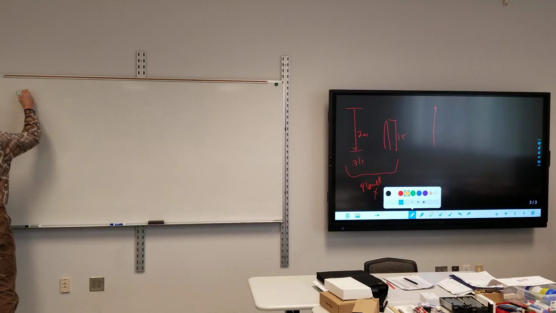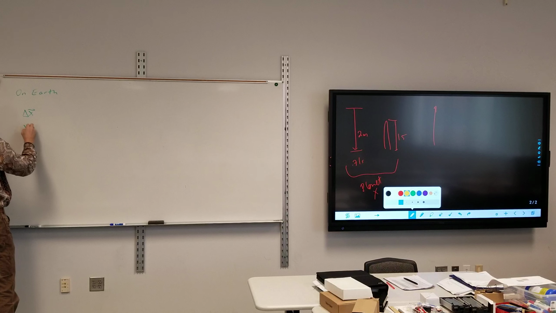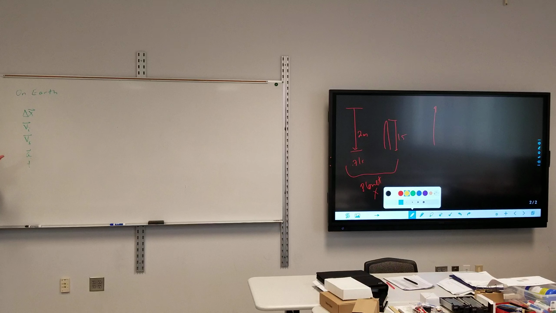So we have on Earth: delta X, VI, VF, A, and T. When he's jumping up on Earth to see how high he goes, what do we know about this problem? Final velocity will be 0. Acceleration is negative 9.8 meters per second squared. So what did you just establish? The direction for positive is up. Okay. All right, I know 2 pieces of information here, I need 3.